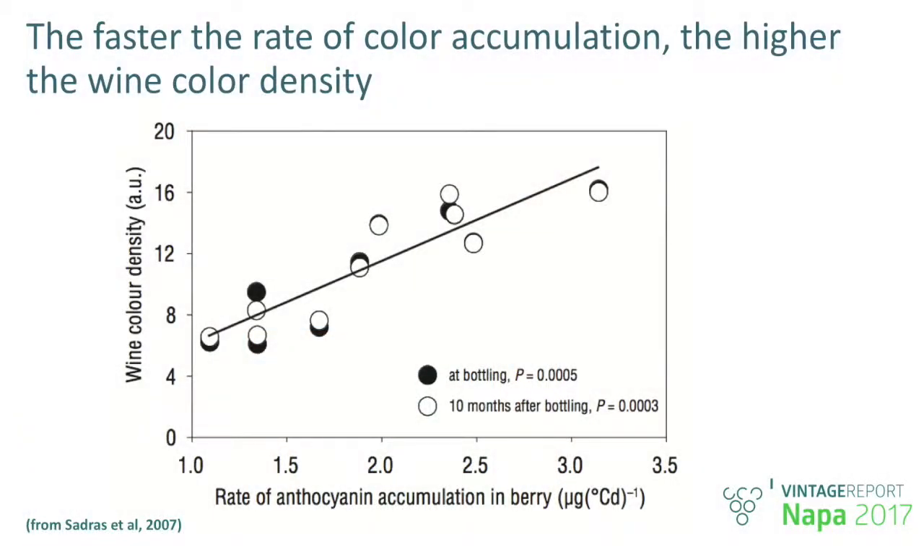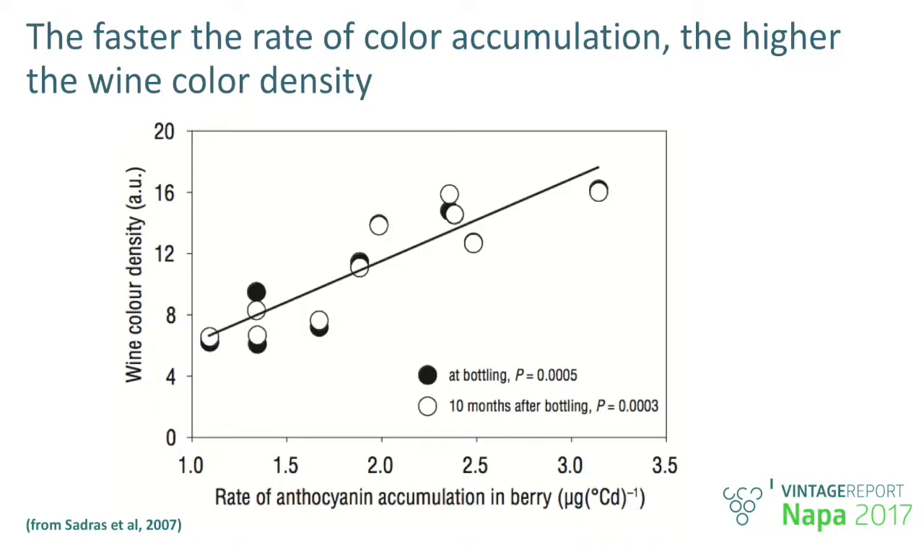But why focus on color? Again, I'd like to share with you these results that I think are interesting. The black dots are wine color density at bottling, and the white dots are how persistent the color density was after 10 months of bottling. You see that there is a good match, which means that the color density you monitor at bottling remains the same in the samples 10 months after it.